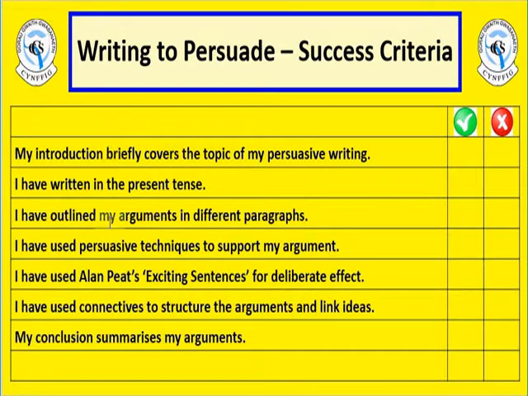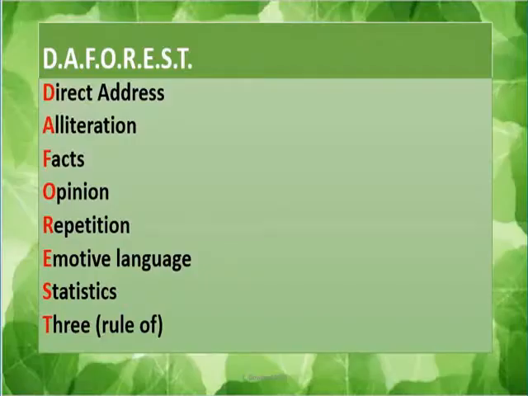So let's start with one of those persuasive techniques. This is the first level, so we'll go through DeForest now. Our DeForest techniques are direct address, alliteration, facts, opinion, repetition, emotive language, statistics, and the rule of three, or sometimes we call that last one tripling.